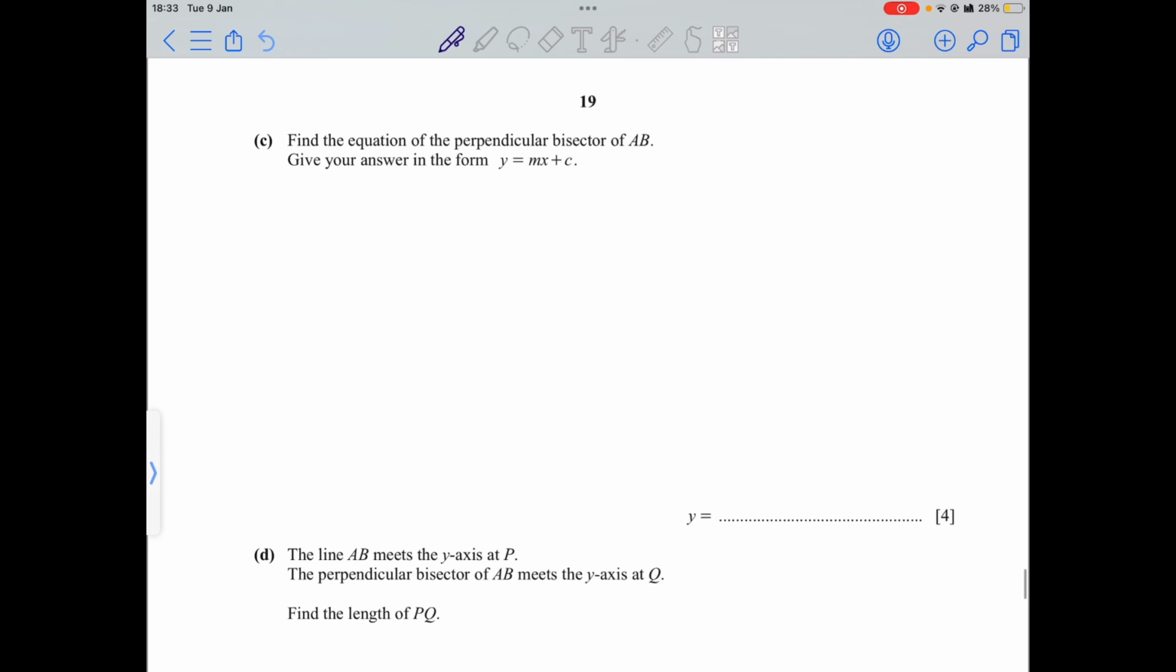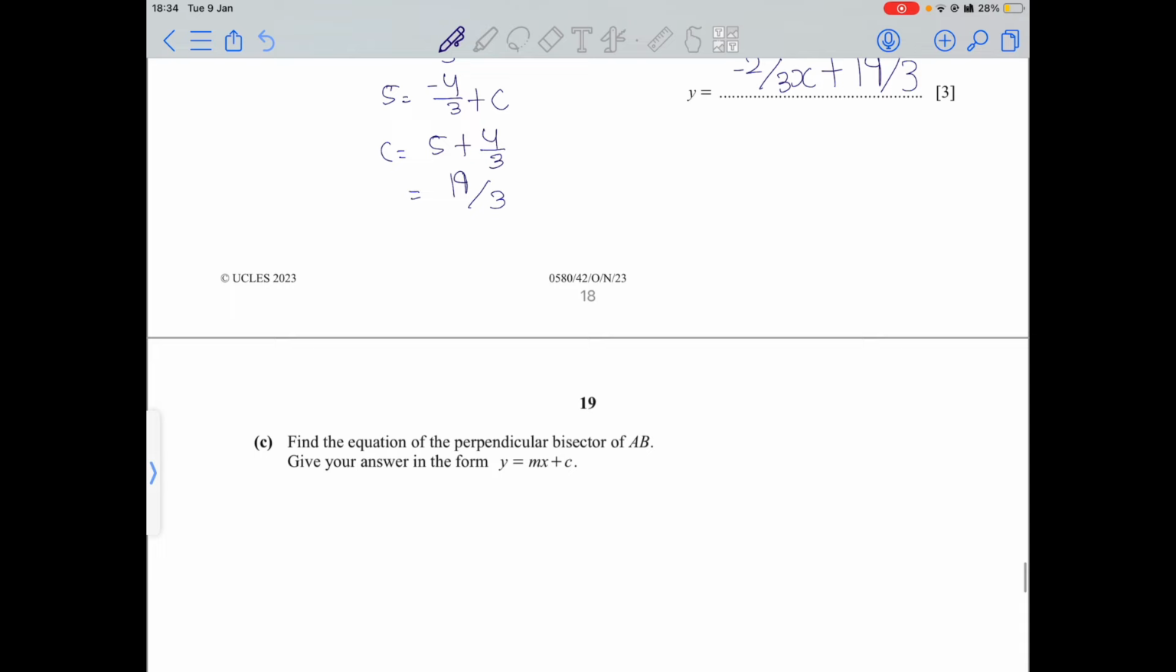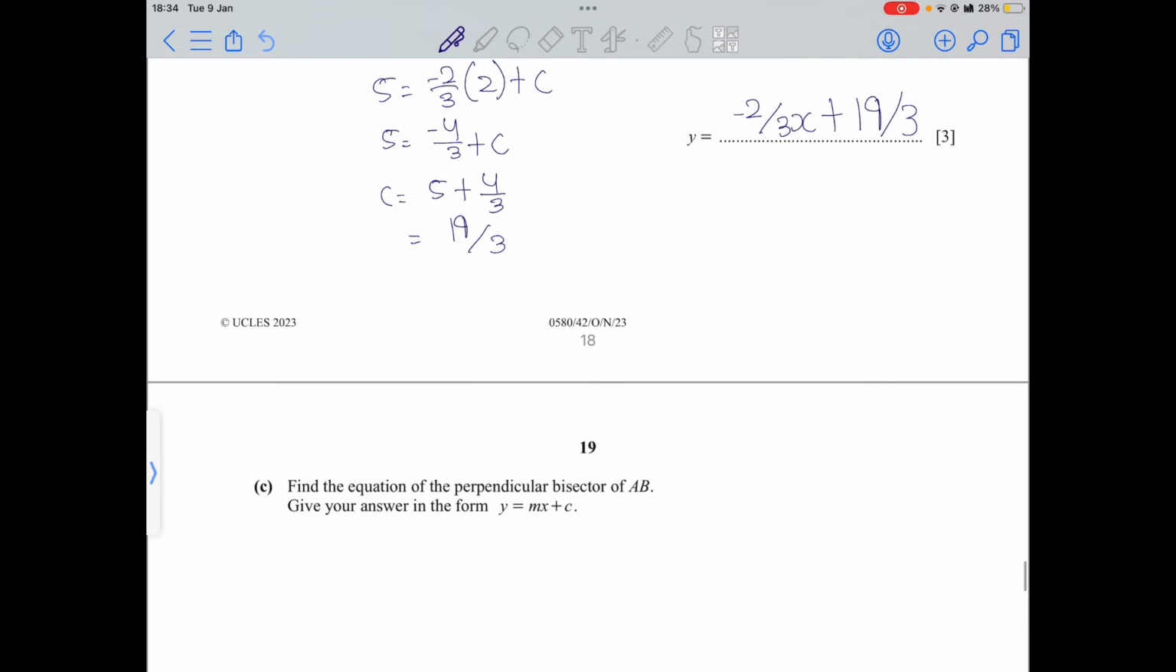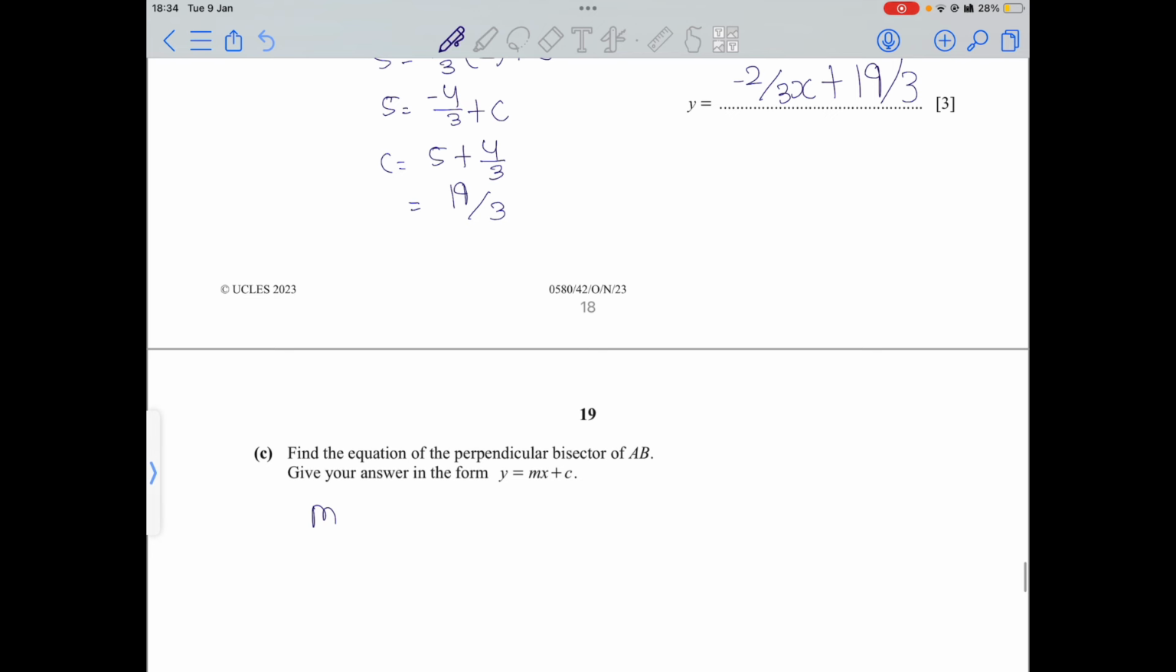Now find the equation of the perpendicular bisector. There are 2 important properties to apply. The first is that the gradient should be perpendicular to the gradient of the line AB. And second, it should pass through the center. For the gradient m, it's going to be the negative reciprocal of negative 2 over 3, so it's going to be, hold up, 1 divided by negative 2 over 3.